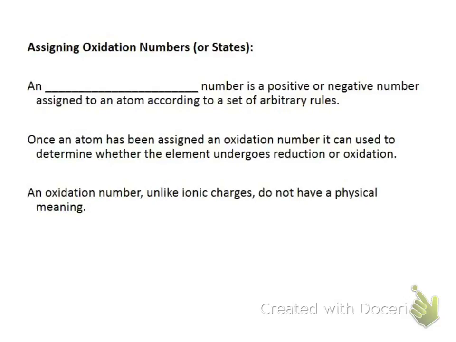Oxidation numbers or states are something that we are going to have to assign. They're kind of like charges, but not. An oxidation number, or sometimes oxidation state, is a positive or negative number assigned to the atom according to a set of arbitrary rules. Once the oxidation number has been assigned, you use it to determine whether that element underwent oxidation or reduction. They always go hand in hand. And unlike charges, oxidation numbers don't really have a physical meaning. It's just a way for us to understand what's going on in terms of the electrons.